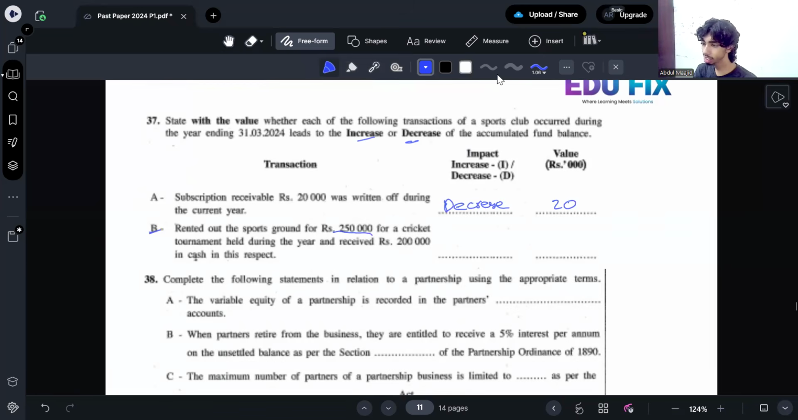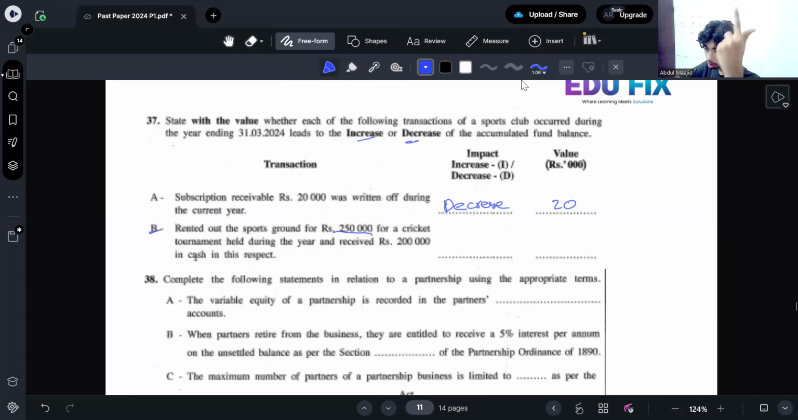It will increase accumulated fund or decrease accumulated fund? The B part. Will it increase or decrease? It will increase by how much? Now see here. Your income and expenditure account, you're preparing on cash basis or accrual basis? You're preparing based on accrual basis, right?